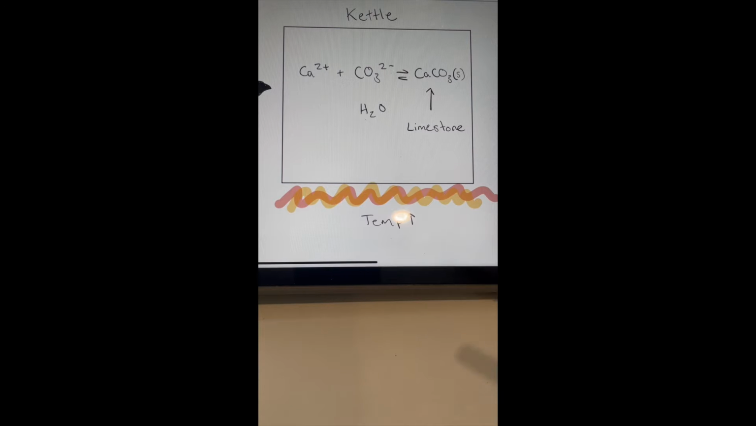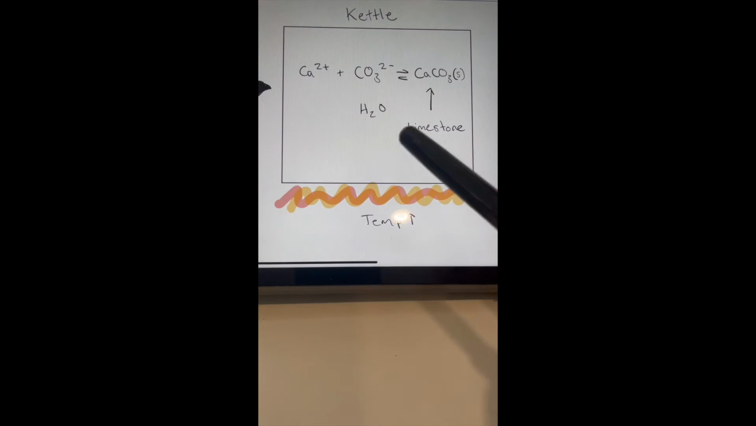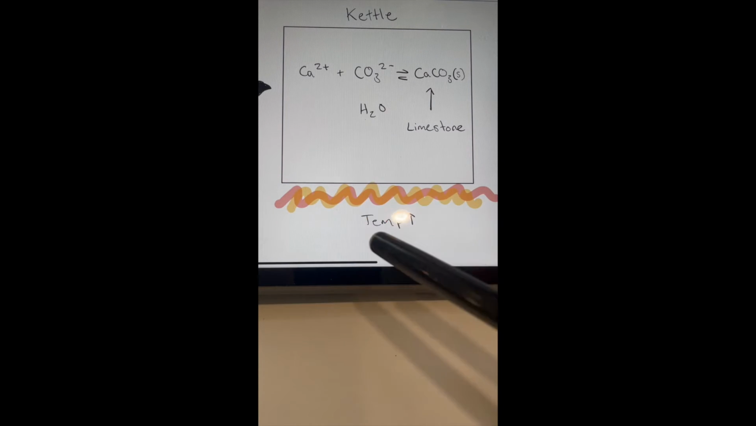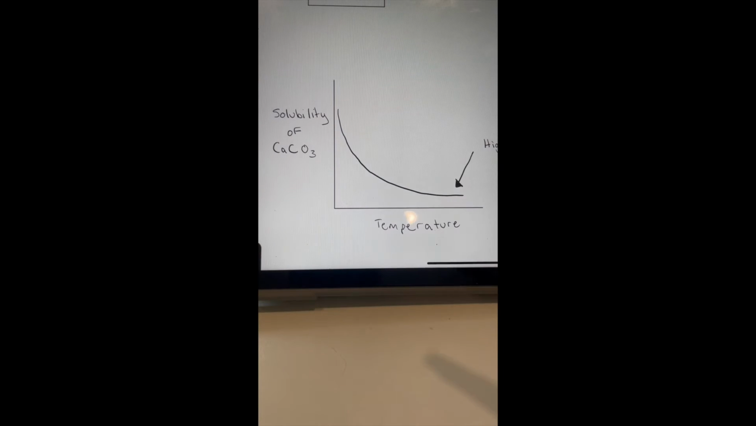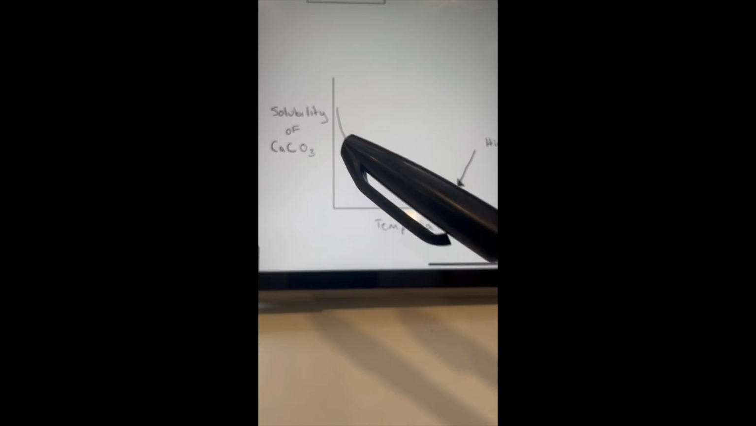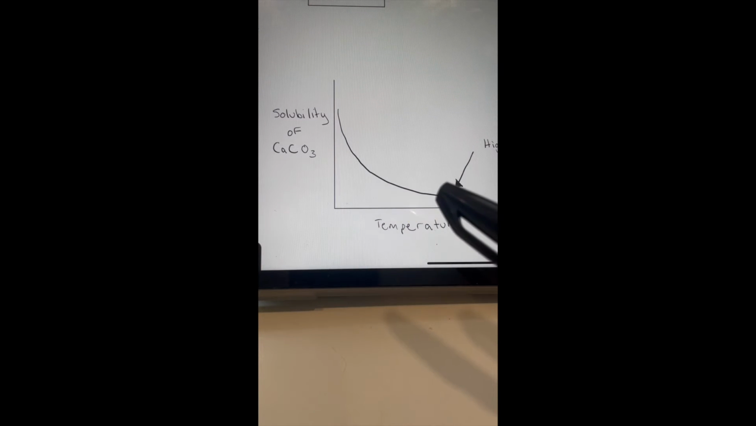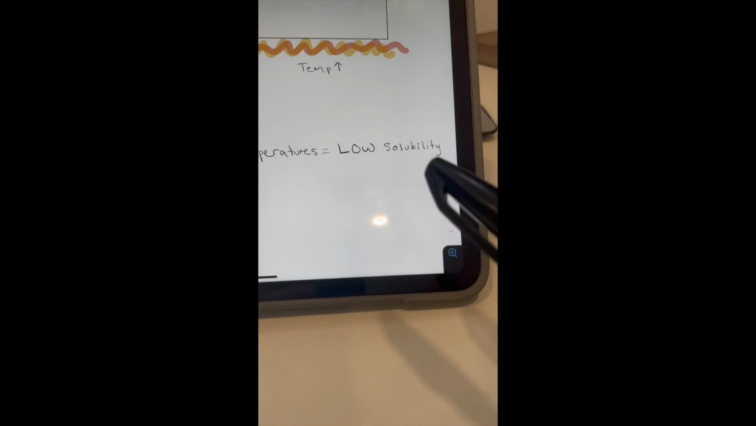When you place your water in your kettle, the calcium ions react with the carbonate ions and form calcium carbonate, which is also called limestone. What's interesting about calcium carbonate is that at high temperatures it becomes insoluble in water. This is a graph I made to depict the solubility of calcium carbonate. It's a little weird, because normally we would think there'd be a high solubility at high temperatures, but calcium carbonate actually has a high solubility at low temperatures and a low solubility at high temperatures.